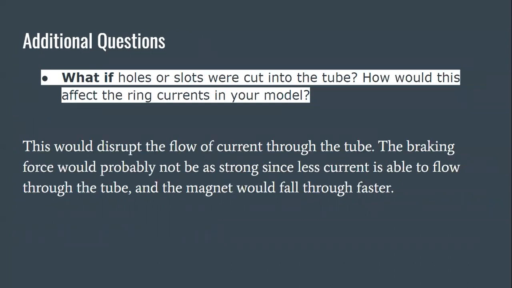And then what if holes or slots were cut into the tube? How would this affect the ring currents in your model? So this would actually disrupt the flow of current going through the tube, meaning the braking force would probably not be as strong since less current is able to flow through the tube, and the magnet would fall through faster since there would be less opposition to the force of gravity going down.